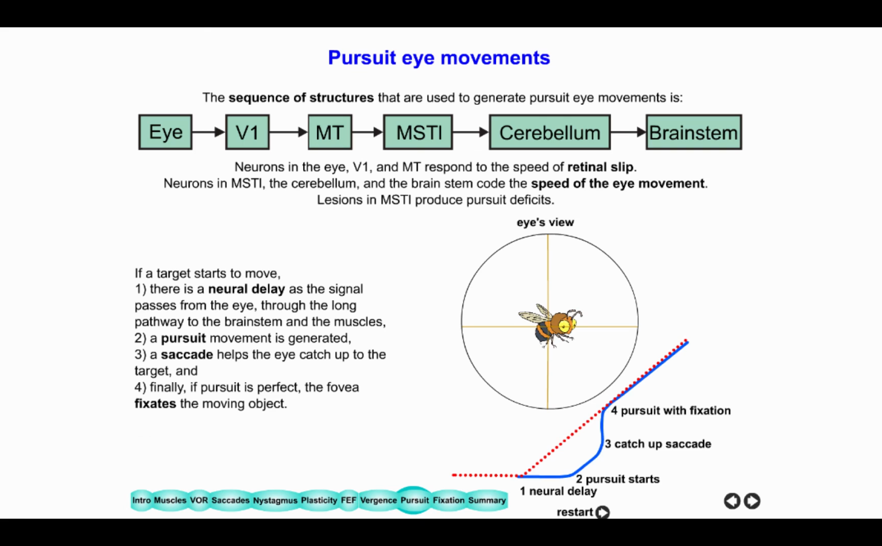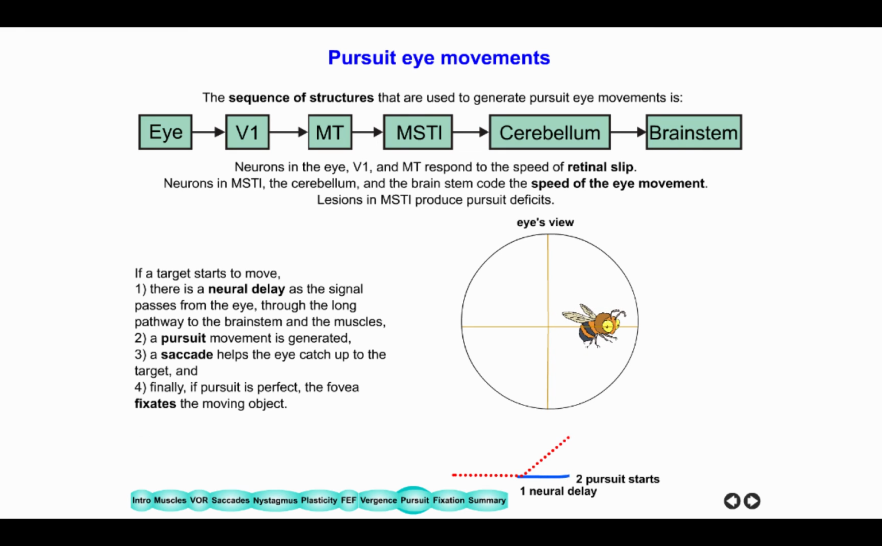Okay? And that thing generates the pursuit eye movement. And that goes through the structure called the cerebellum for some reason, and then to the brainstem. And you can see here what the eye will see if you generate a pursuit movement. So first of all, the bee moves.